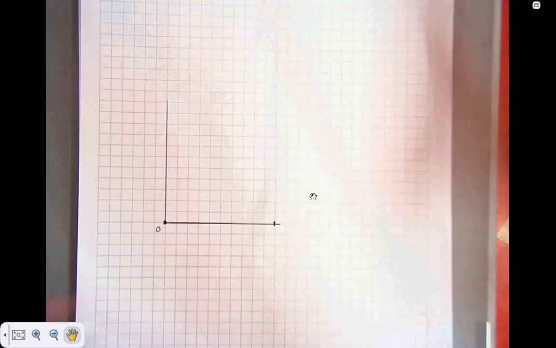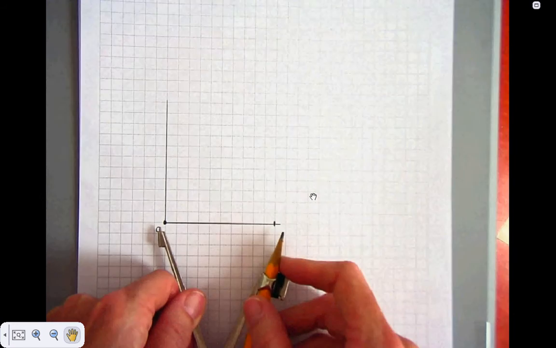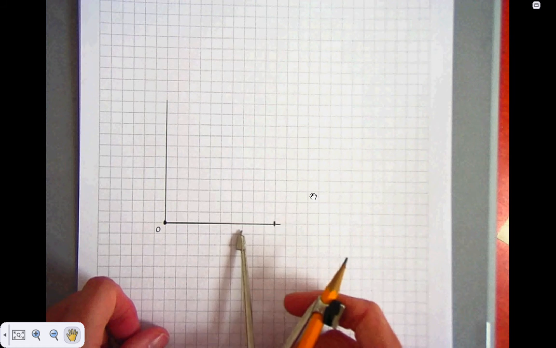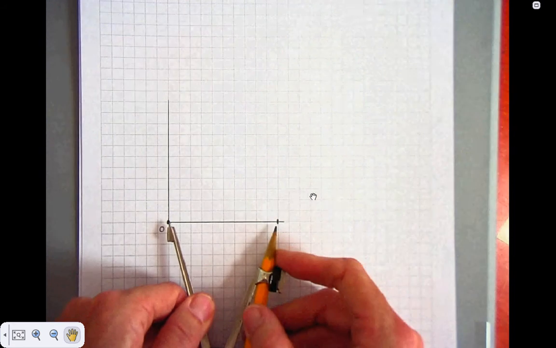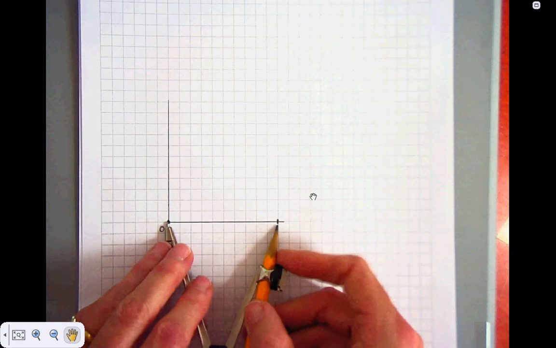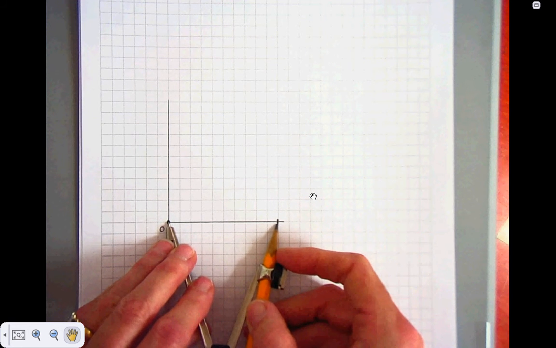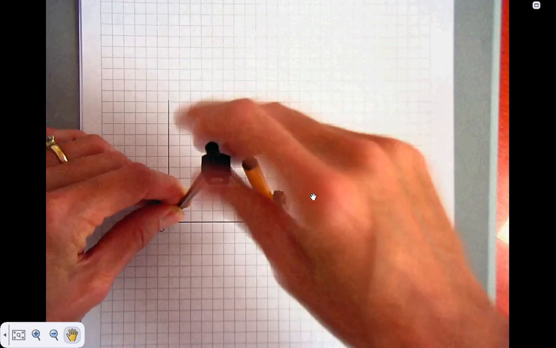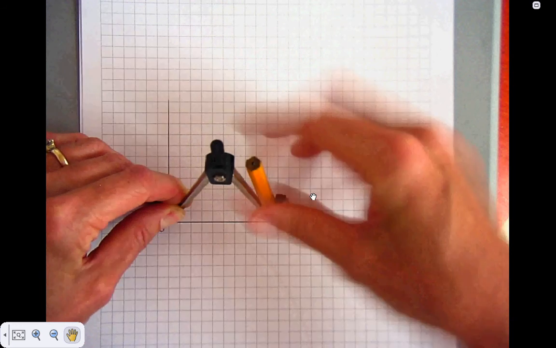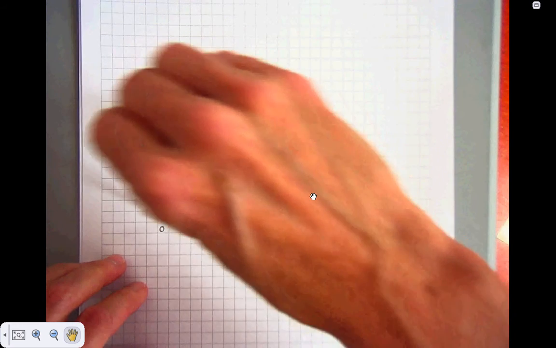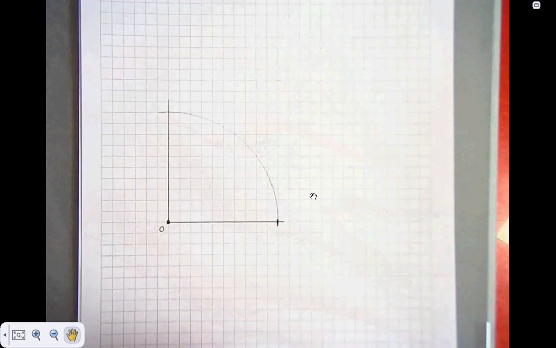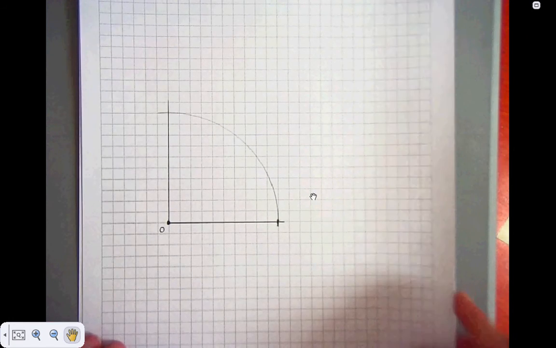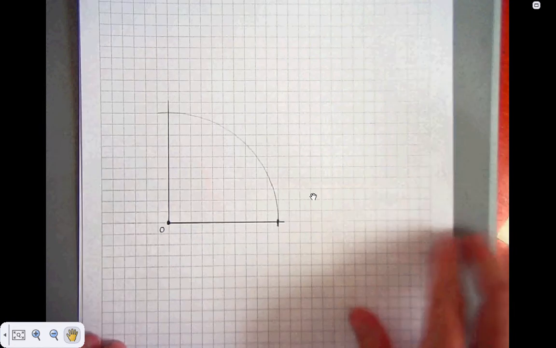Then using our compass, if this is 10 grids, we can count it. 1, 2, 3, 4, 5, 6, 7, 8, 9, 10. Then what we do is we make sure that our point and our pencil are lined up, and then go ahead and draw the half circle. Right, and then you might need to fill it in a little bit heavier, but in this particular case we have a 10 by 10 quarter circle.